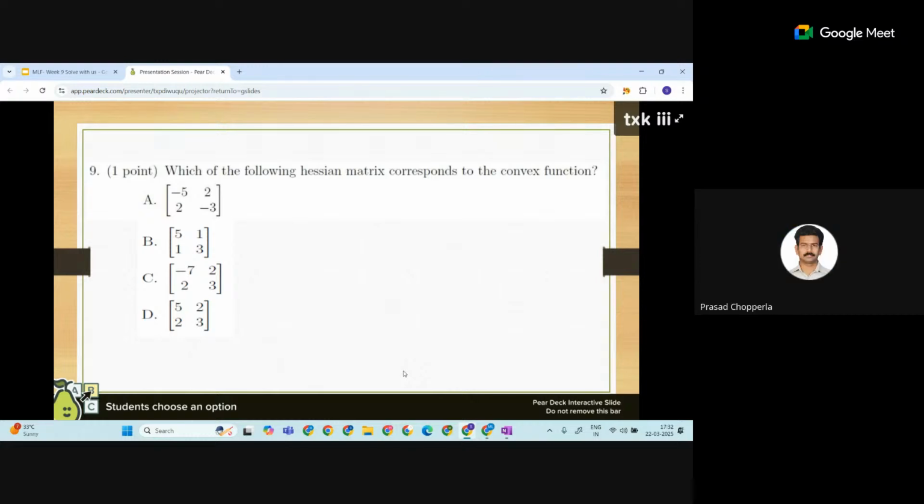And likewise for negative also. Yes, for negative, all eigenvalues are negative. Only negative you have, then negative definite. If negative and 0 also there, then it is a negative semi-definite. Okay. So sir, I understand this now.